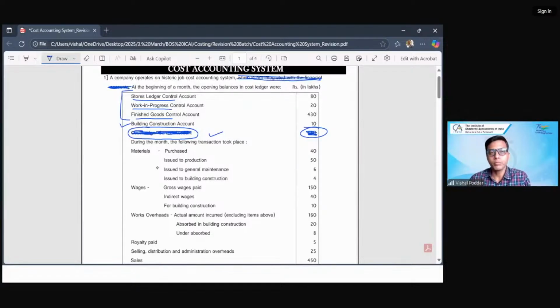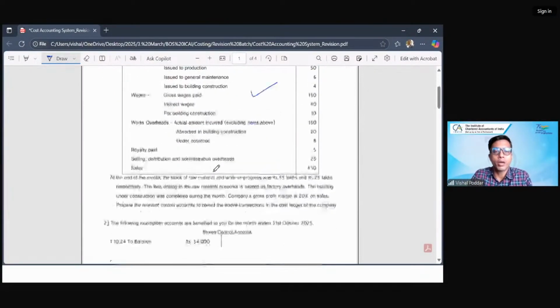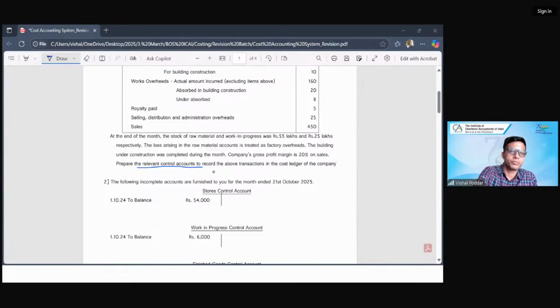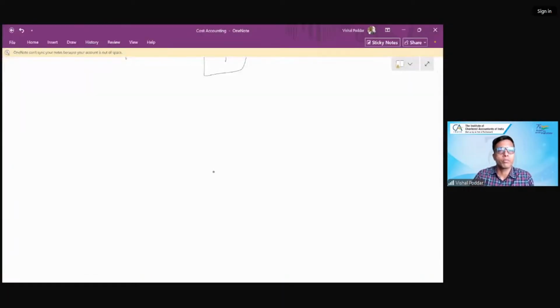Besides this, you are given the transactions that have happened during the month, and on the basis of these two details, that is the opening and the current transactions, we are required to prepare the relevant control accounts, right? So let me start.